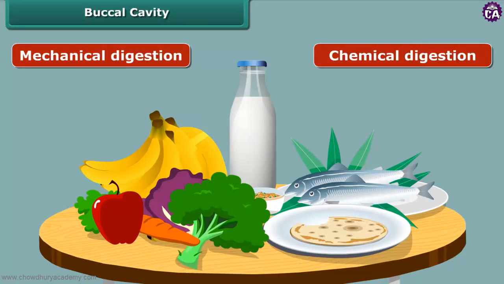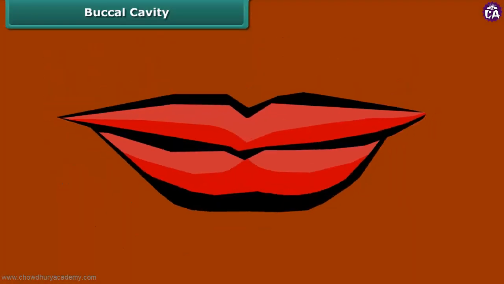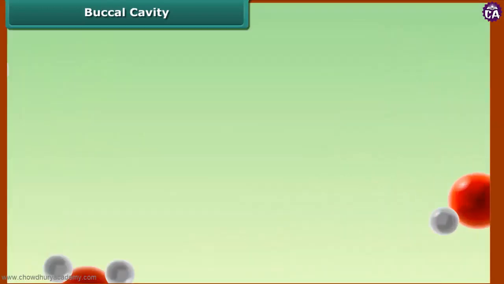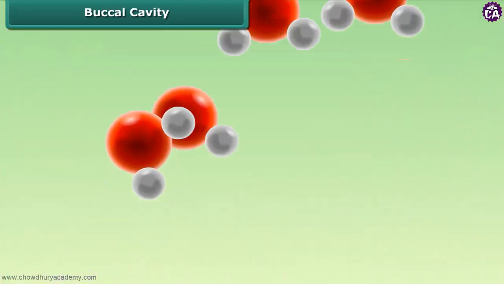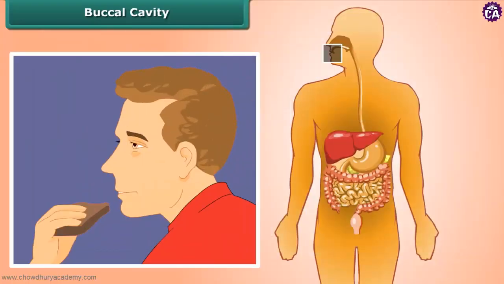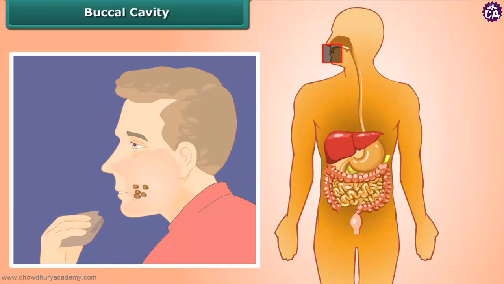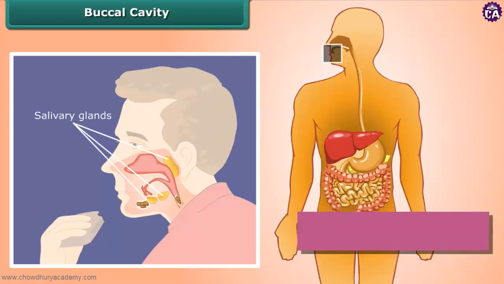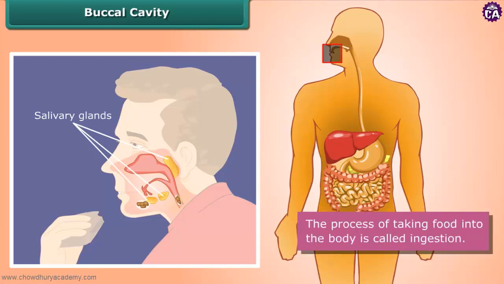Mechanical digestion is the physical breaking down of food when we chew the food with the teeth. Chemical digestion is the chemical breakdown of food into the molecules the body can absorb. Both types of digestion take place in the mouth. Mechanical digestion breaks food into smaller pieces, and saliva in our mouth produced by salivary glands causes the breakdown of starches into sugars. This process of taking food into the body is called ingestion.